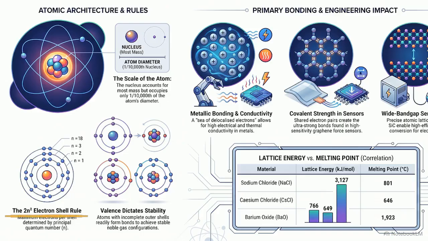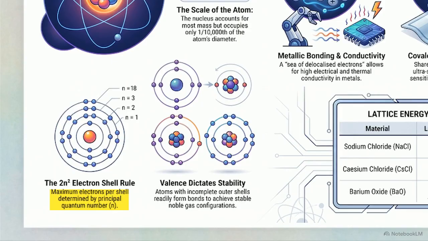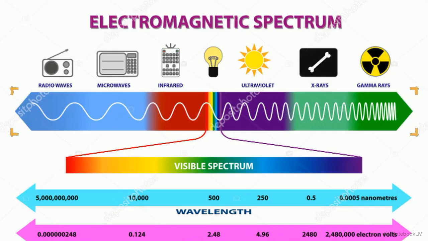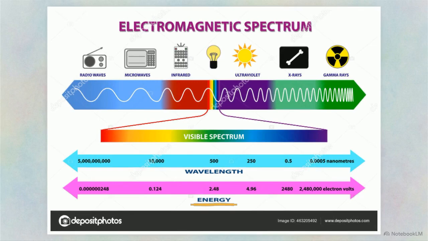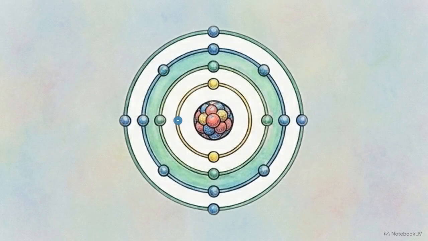This diagram shows the 2n² rule in the bottom left. This mathematical formula dictates the strict maximum electron capacity for any given energy shell. This chart displays the electromagnetic spectrum. It shows differing wavelengths and energy levels, from gentle radio waves to supercharged gamma rays. When these electromagnetic waves interact with an atom, they transfer energy, forcing electrons to jump between those specific energy levels.